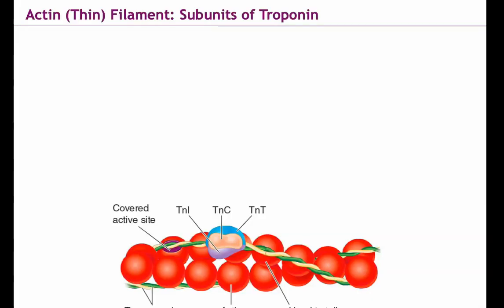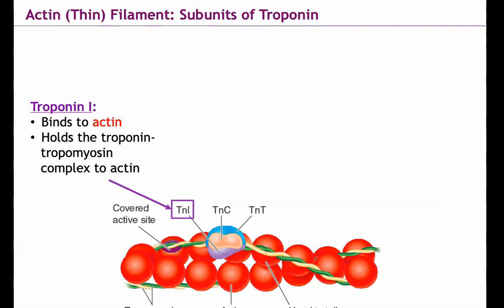Okay, so troponin I, think of I as actin. That's what you want to think. It holds the tropomyosin complex to the actin. So that's the only role of troponin I.